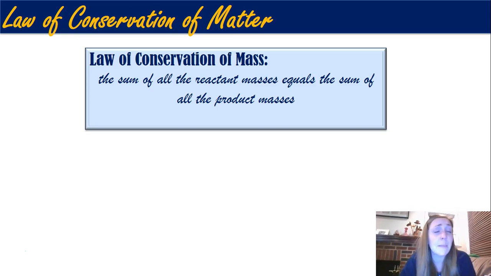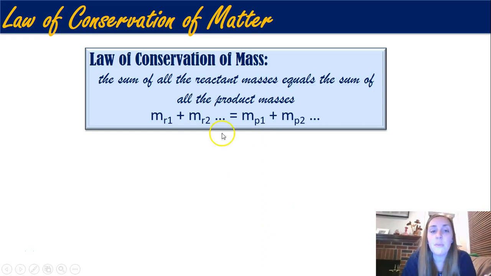And put in a mathematical equation, it kind of looks like this. The mass of reactant 1 plus the mass of reactant 2. If there was a third one, you'd have the mass of reactant 3. If you only have one, then ignore this mass of reactant 2. So however many of them you have, you add them up. That's what sum means.